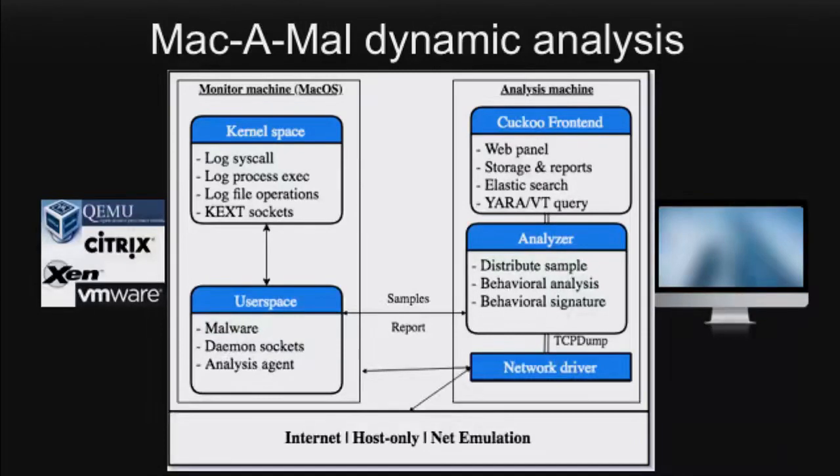Cuckoo supports many virtualization machinery options, and we successfully created virtualized Mac instances on VMware, VirtualBox, and QEMU, so that the analysis machine can be on whatever operating system you want, but the virtualized machine must be running on macOS. And by the way, any sample types are supported as long as there is software running on the monitor machine that supports them.